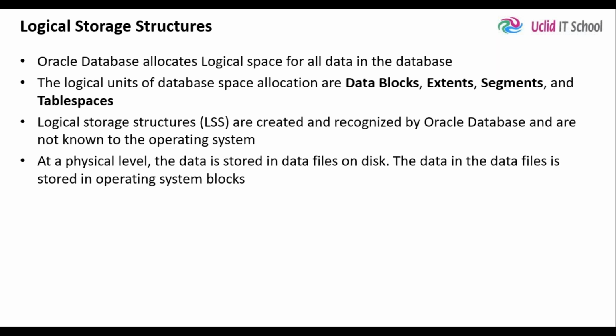So the database uses the physical structures. All the data is stored inside the physical structures, the files. But when data is allocated to a particular object like a table, suppose you created a table, Oracle has to allocate space to this table from the physical file. How is that space allocated? That space is allocated in data blocks, extents, terminology. So these are the logical units of space allocation: data blocks, extents, segments, and tablespaces. So let us learn more about these logical storage structures.